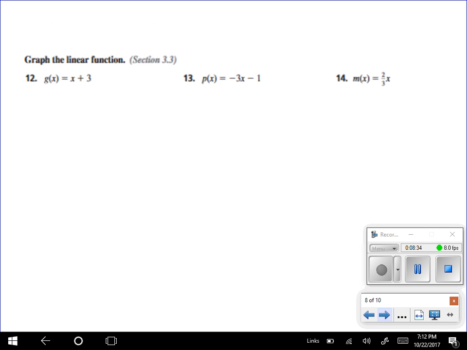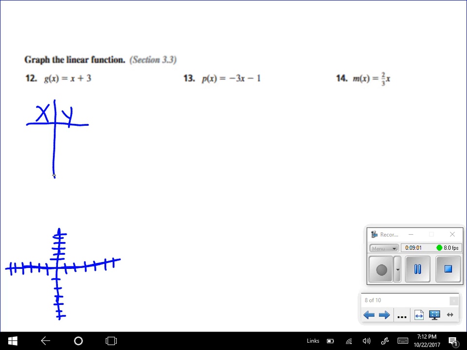Now it wants us to graph. So I didn't put a graph on here. I probably should have. But I'll make a nice little graph here for each one. And you're going to need an XY chart. Okay, so for the first one, we're going to start with our XY chart. I would stick with right around 3 to 5 numbers. For time's sake, I'm going to go with 3. I'm going to go with 0, 1, 2, just to be easy. And then I'm going to plug them into the function.